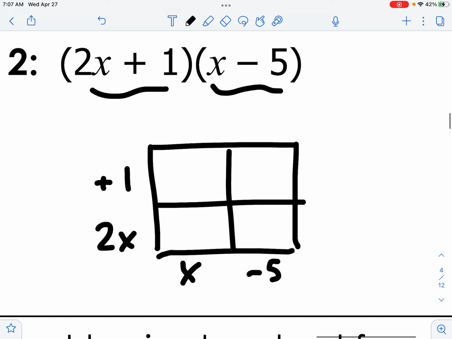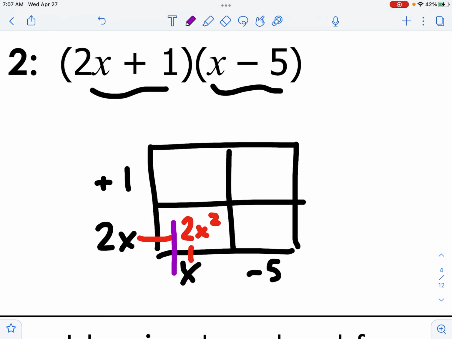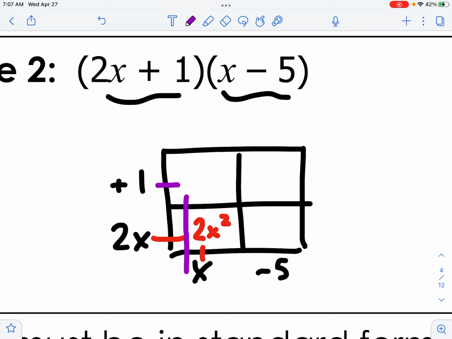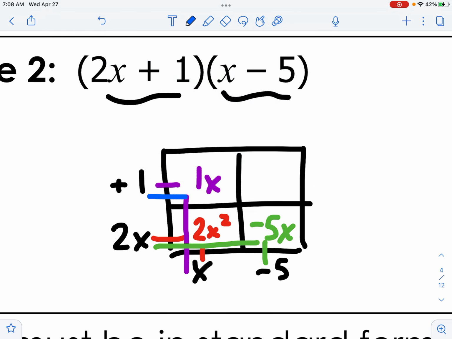And then what this really is, is a multiplication table, a times table. I'm timesing everything to get the inside of the box. So 2x times x is 2x squared, okay? And then let's say x times 1 is 1x, right? And then let's say 2x times negative 5 is negative 5x. And then finally we have 1 times negative 5, and that's negative 5.